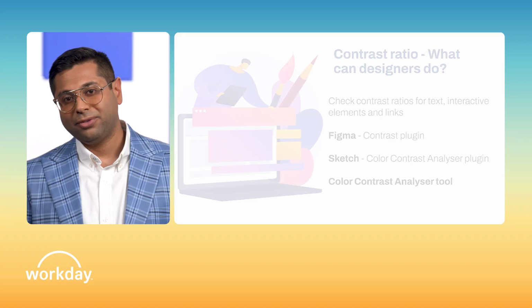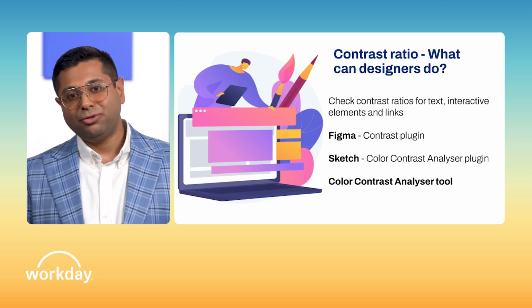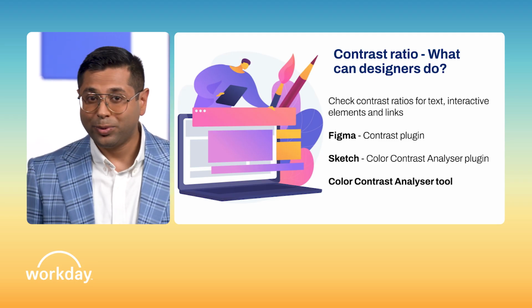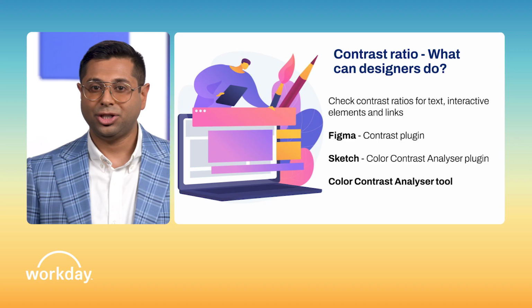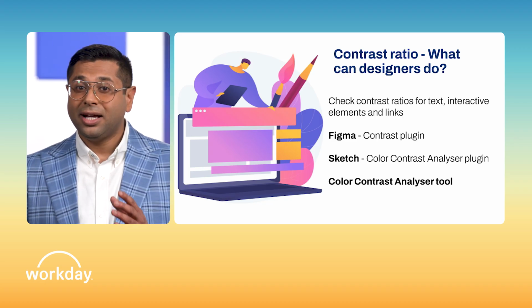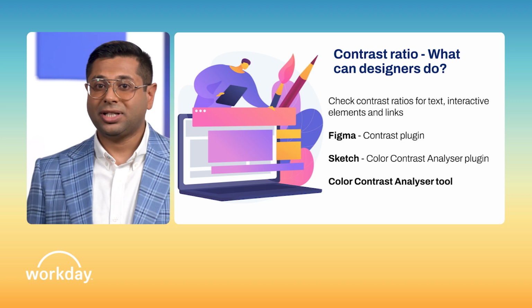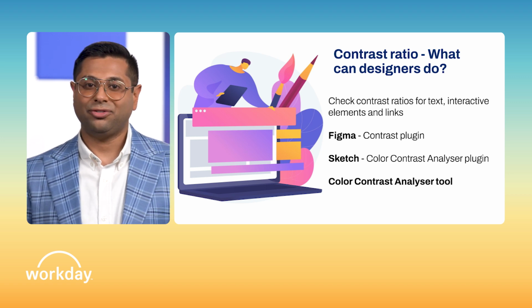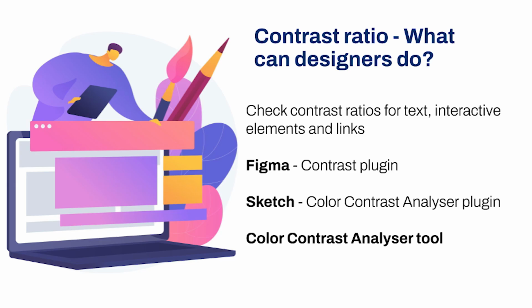There are several tools available to help designers check the contrast ratio in their designs. For example, the Contrast plugin for Figma allows designers to quickly and easily check the contrast ratio for any text within their design file. Secondly, the Color Contrast Analyzer plugin for Sketch provides similar functionality for Sketch users. Color Contrast Analyzer is another great tool that allows designers to check the contrast ratio of any two colors using the hex code or color picker.